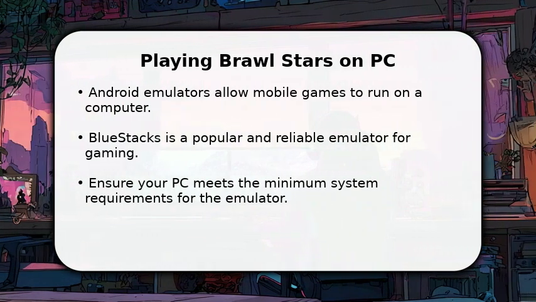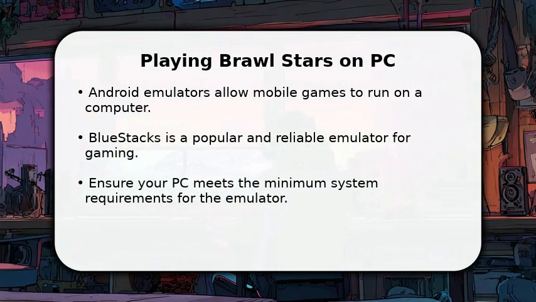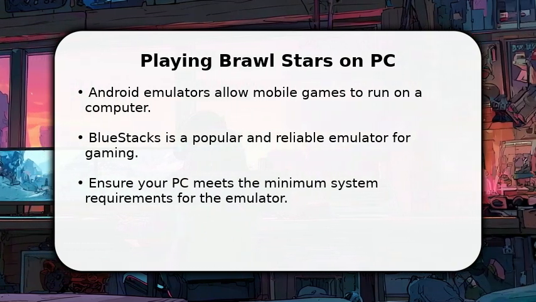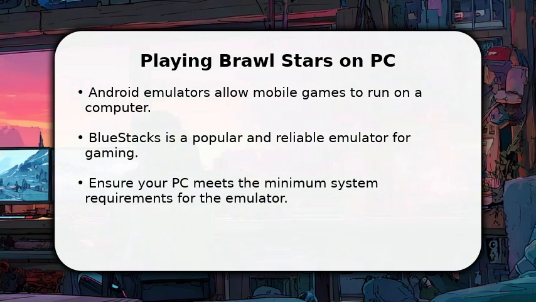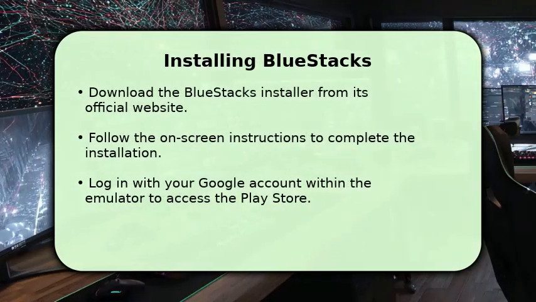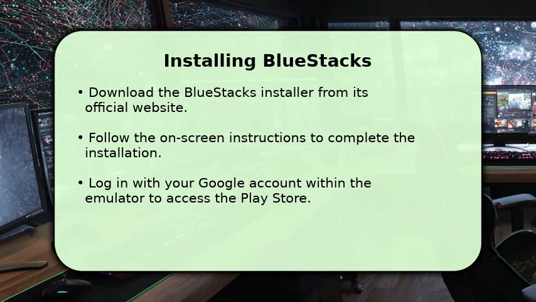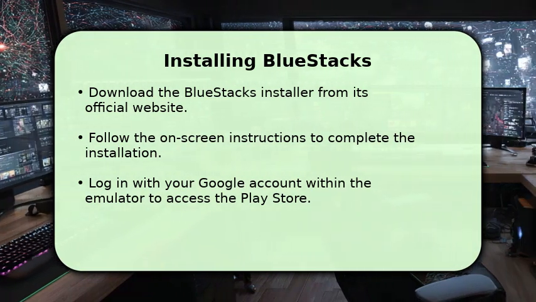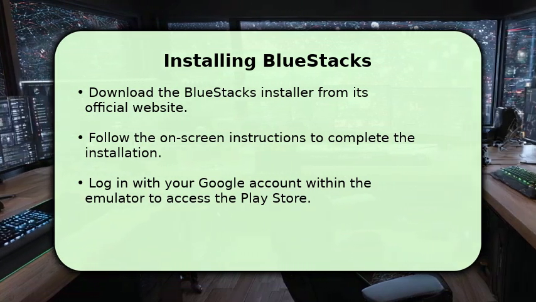Before downloading, ensure your personal computer meets the minimum system requirements, typically including at least 4 GB of RAM and a decent processor, for a smooth experience. Once you've decided on BlueStacks, navigate to its official website using your web browser. Locate the download button and click it to get the installer file.